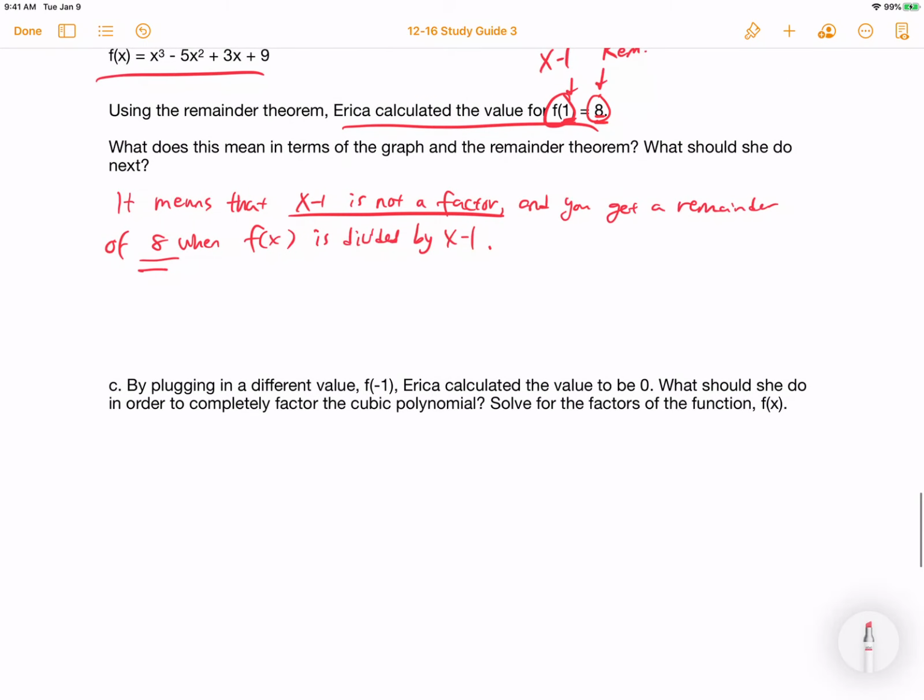By plugging in a different value, f of negative 1, Erica calculated the value to be 0, which means I can literally copy and paste whatever I said for part B here. X plus 1 is a factor because you get a remainder of 0.